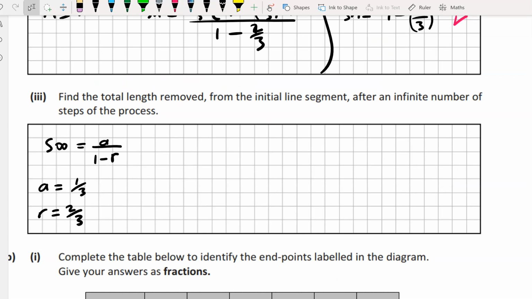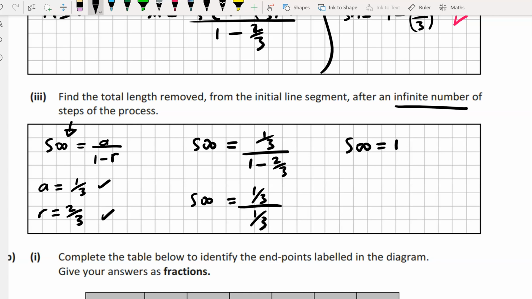Find the total length removed from the initial line segment after an infinite number of steps. So it's a geometric series, and they want an infinite number of steps, so it's the S infinity formula. We have a, we have r. We just fill in and evaluate. So we end up with 1/3 over 1/3, which is 1, which makes sense because if it goes on forever and ever, essentially you remove the entire line segment.